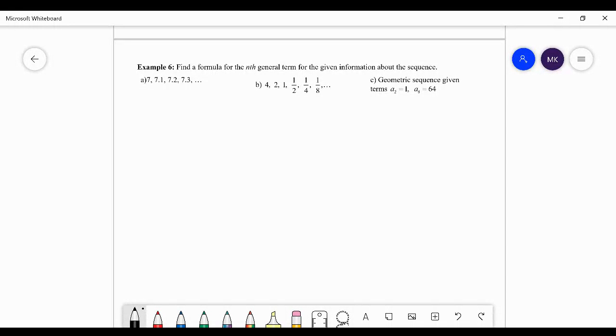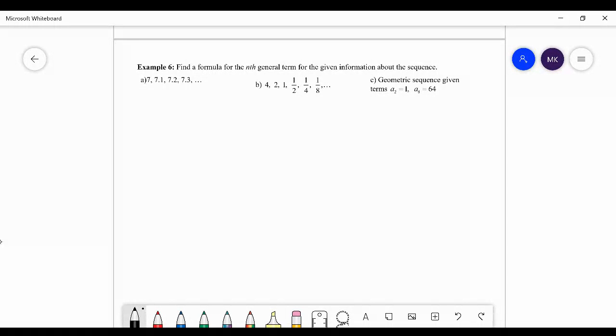So here, in our example, we want to find a formula for the nth general term given this information about the sequence. We have to figure out, is this arithmetic, is this geometric, or is this neither? If it's neither, we can't necessarily give a general formula for it. We don't have the ability to do that, so I'm not worrying about that. But if it is arithmetic or geometric, we need to find either the common difference or the common ratio and set up our equation.